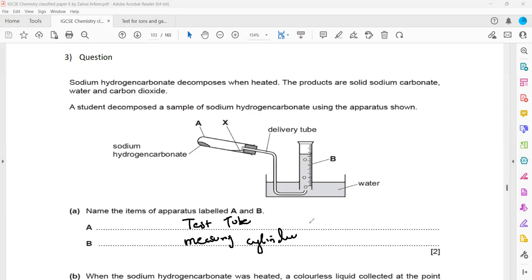How do we identify the difference between a measuring cylinder and a gas jar? Gas jar and measuring cylinder look similar, but if it was a gas jar, there would be no labels on it. A gas jar is just to collect a sample, not to measure.